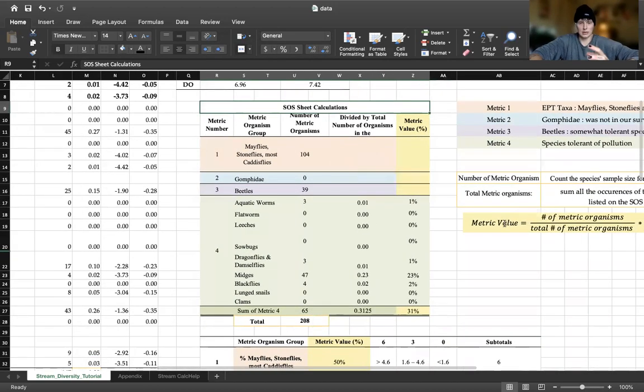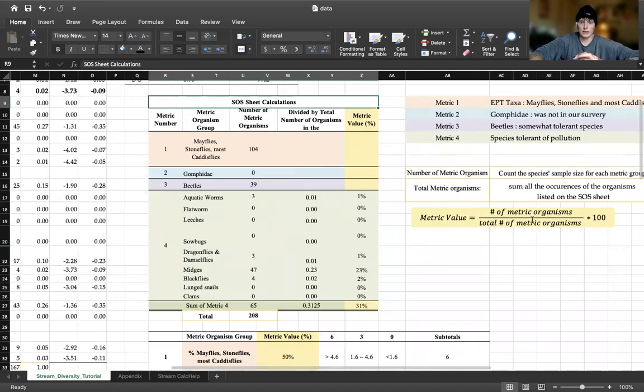Ultimately, we're calculating a metric value, like you can see here in yellow. And here I have how you calculate this. The table that you have in the template on Canvas takes you through each step of it, but this is ultimately how you calculate it: the number of metric organisms divided by the total number of metric organisms, multiplied times 100. I'm going to take you through a couple of the calculations, not all of them.